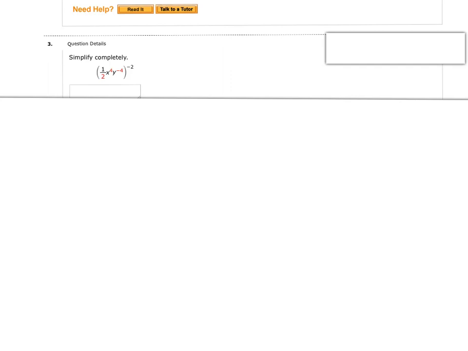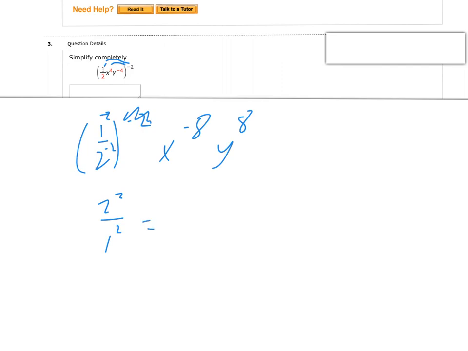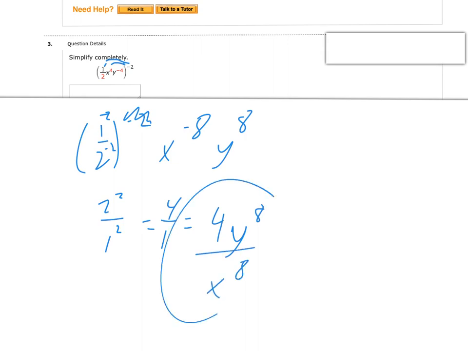All right, next up, we're going to send this second power in, and it's going to multiply by all the exponents. So this will be 1/2 to the negative second power, x to the negative 8th, and then y to the 8th. For the negative second power, you can think of it as 1 to the negative second over 2 to the negative second. That'll be 2 squared over 1 squared, so that'll be 4 over 1, so 4. I'm going to keep the y to the 8th up here, and then we're going to move the x to the 8th down to the bottom.